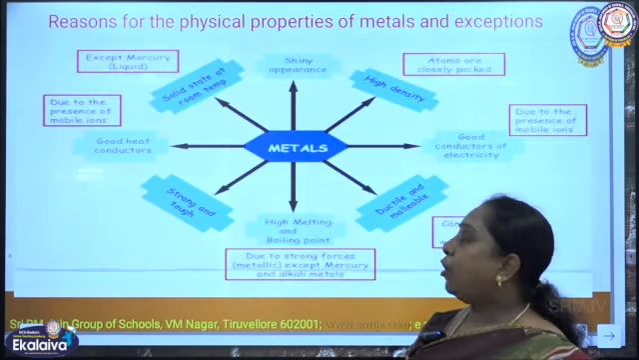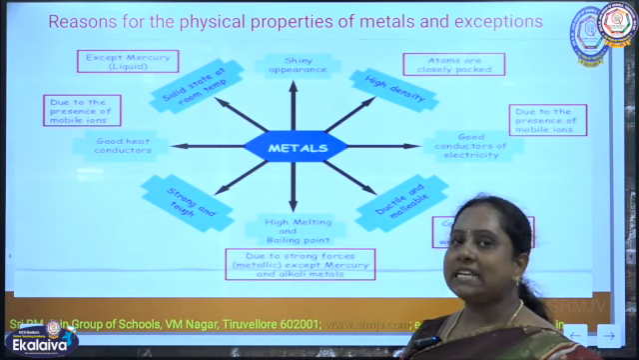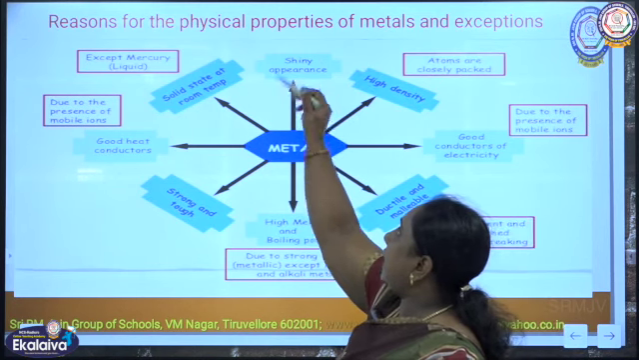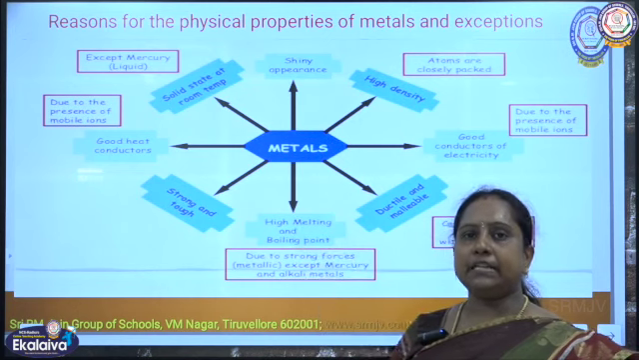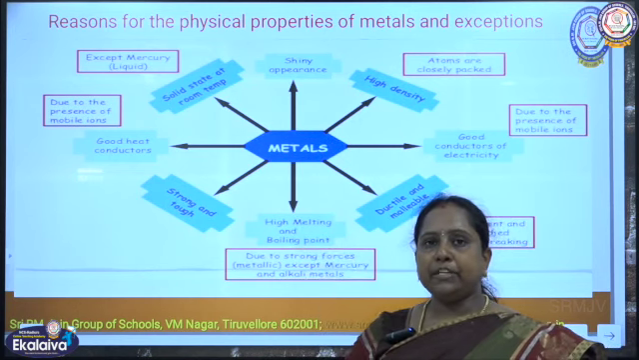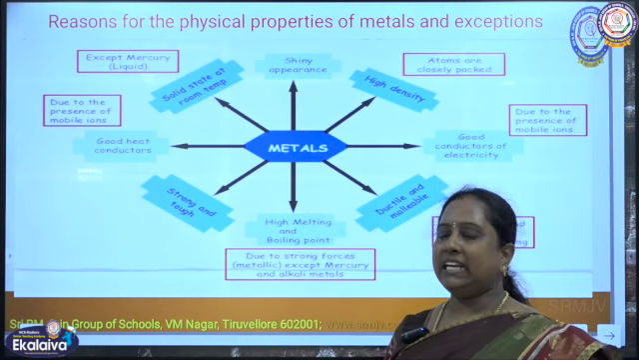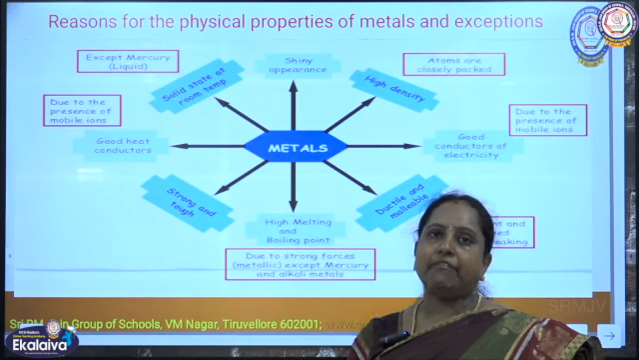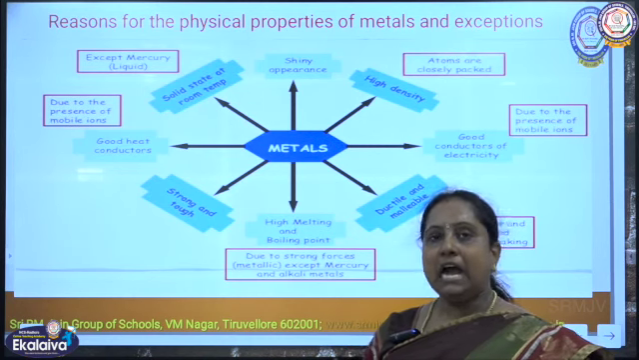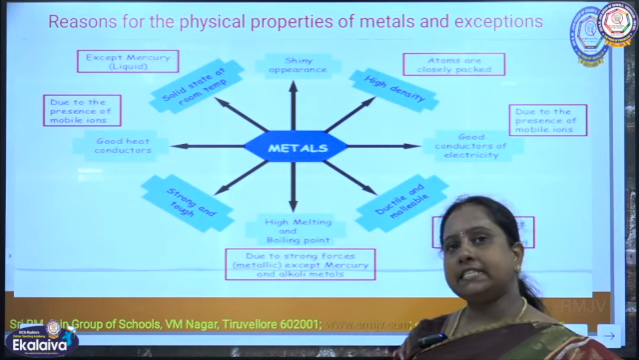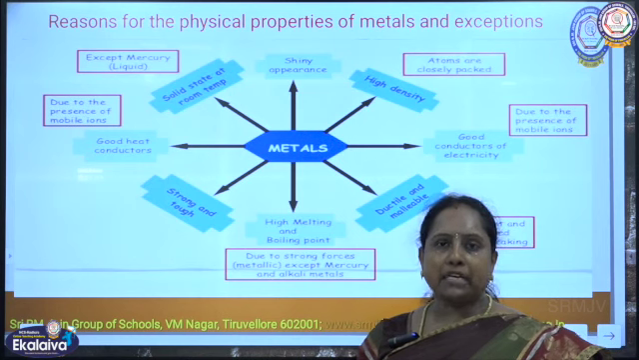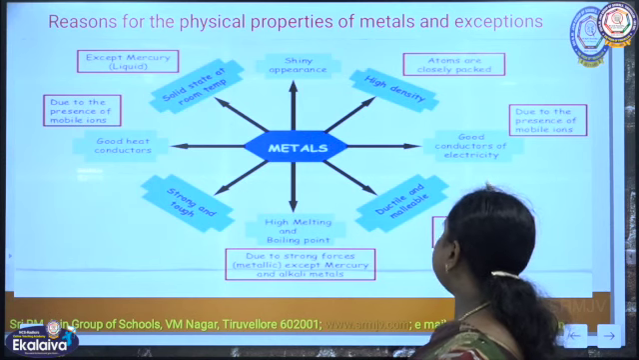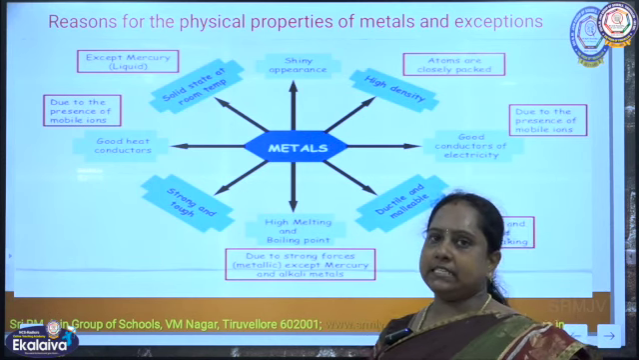If we go in detail about the physical properties of metals, what are the reasons why they have such properties? Metals have a shiny appearance. The shiny appearance is due to the electrons, which are freely moving. Due to the compact packing of the atoms, they have high density. Why is that high density attained by the metals? Because of the compact packing of the atoms. The atoms are so close and tightly packed that they have high density. And they are good conductors of electricity as well as heat.